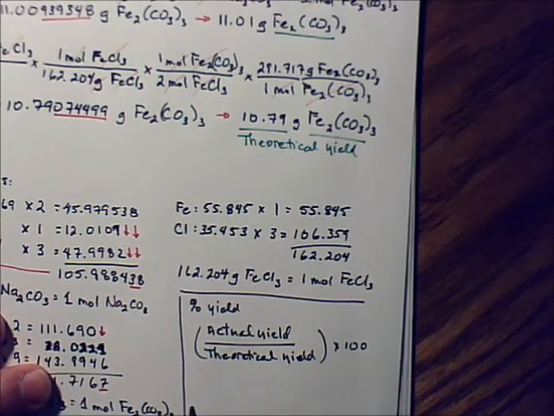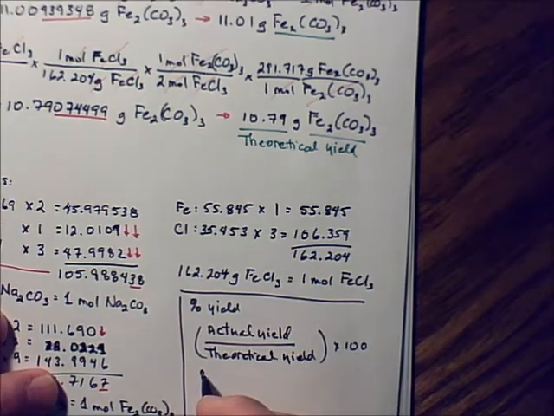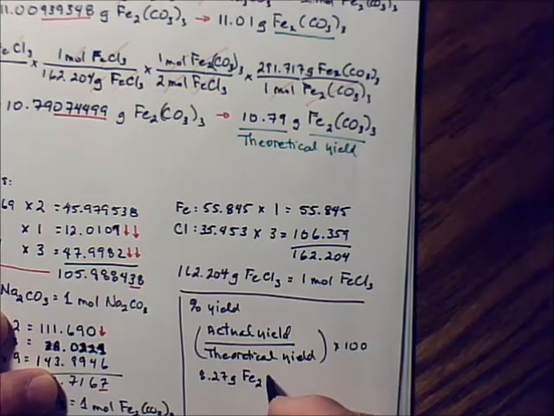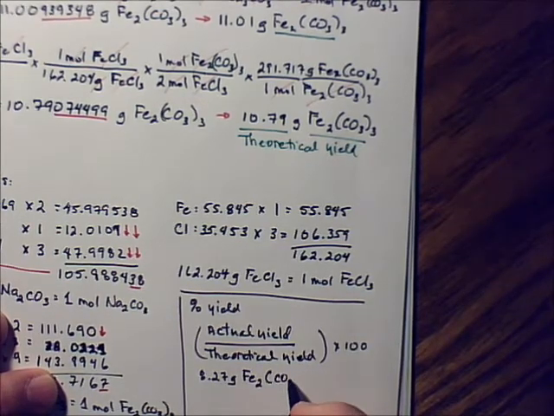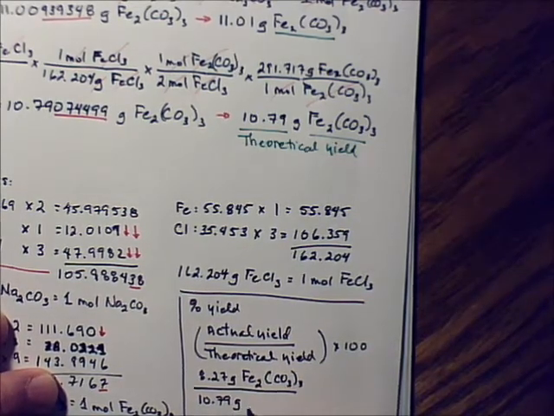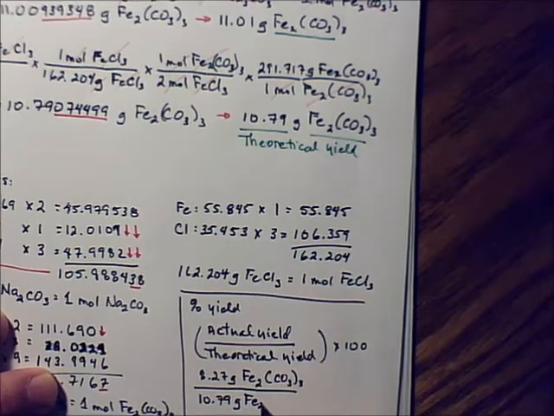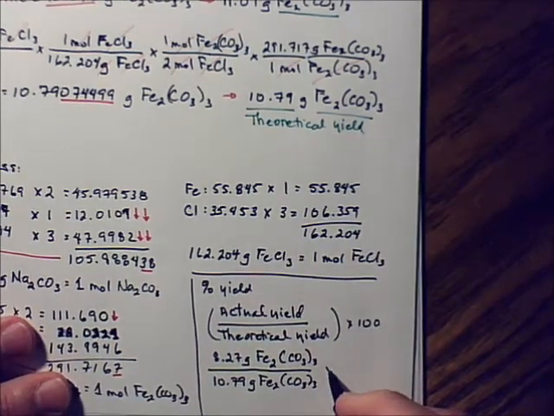So we have to take 8.27 grams of Fe2(CO3)3, put that over, what is it, 10.79 grams of Fe2(CO3)3, and multiply times 100.